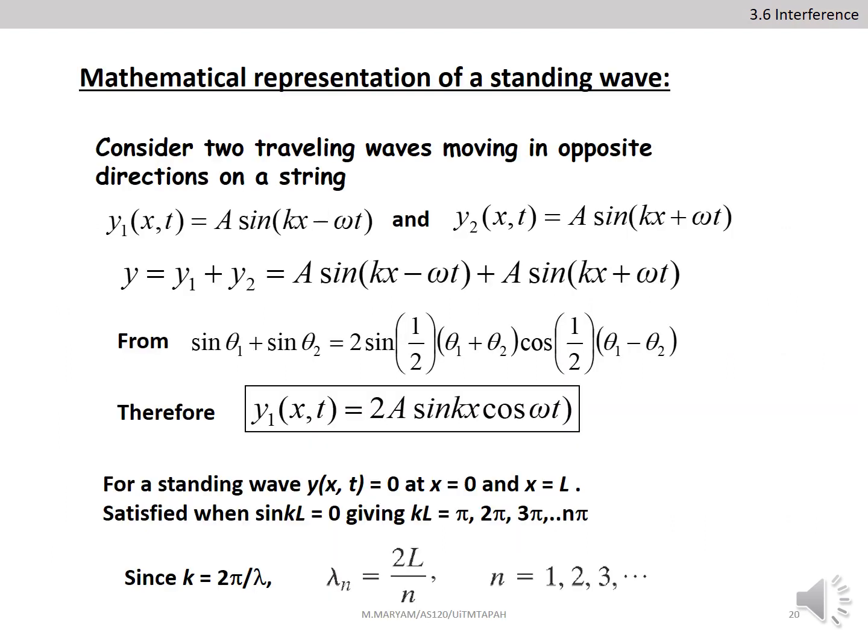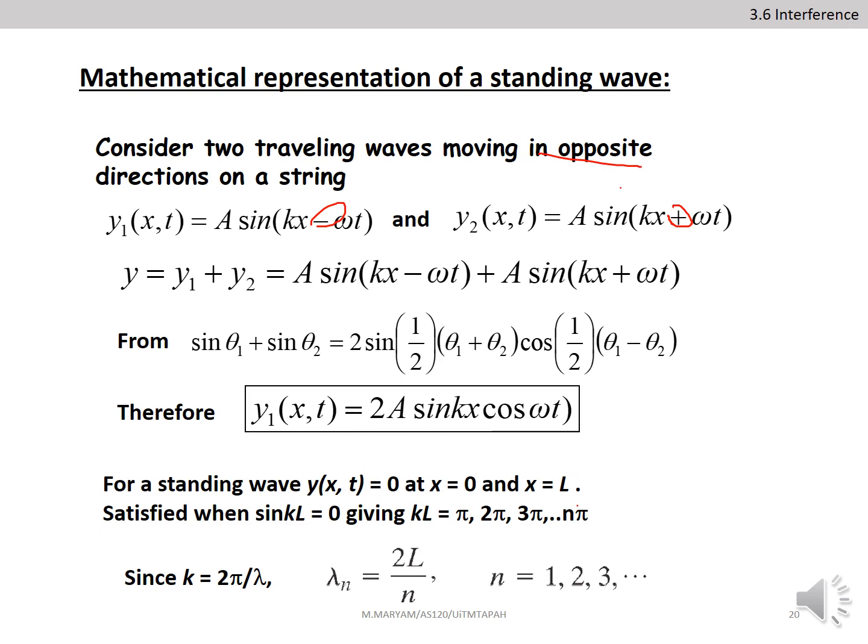So let's have a look at the mathematical representation of a standing wave. For a standing wave, we need to consider two traveling waves moving in opposite directions on a string. Let's take y1 as wave 1, as a function of x and t: y1 = A sin(kx − ωt), and the second one y2 as a function of x and t, where x is distance and t is time: y2 = A sin(kx + ωt). We need to consider both because they move in opposite directions, one to the left, one to the right.